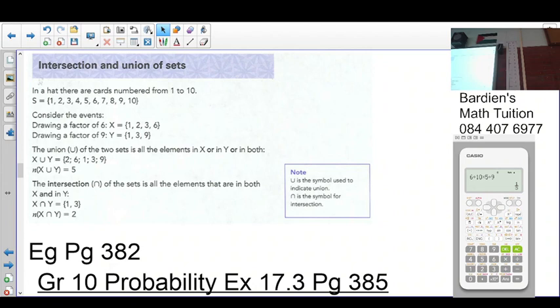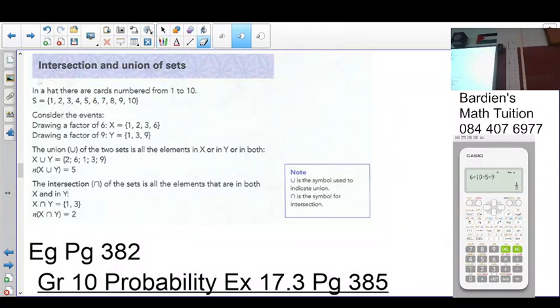Now, say for argument's sake, 6 wasn't part of the sample space. Would I have written 6 here? No. Because the numbers we choose from are from the sample space. They can't be outside the sample space. Okay.